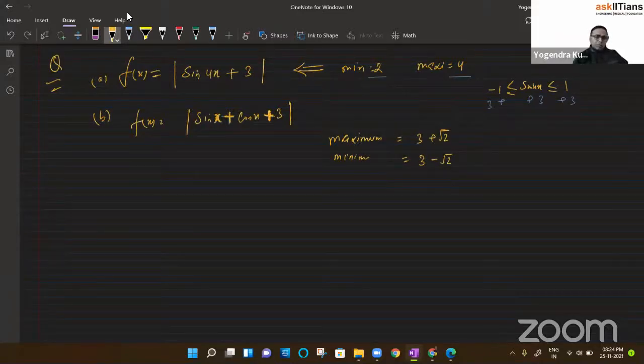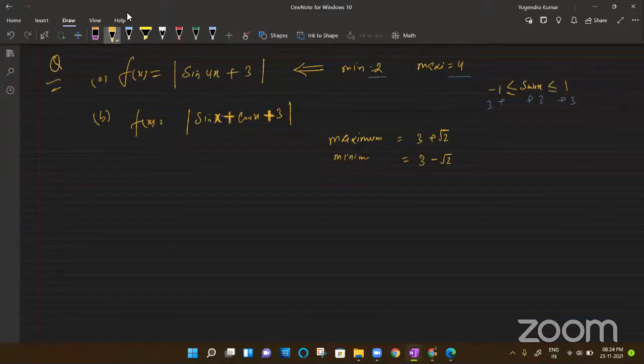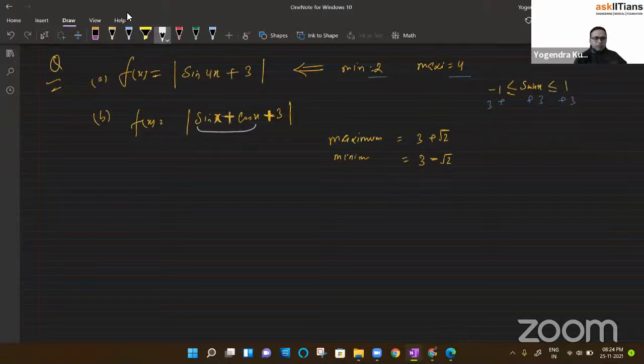Note this down. Maximum value is 3 plus root 2, and minimum value is 3 minus root 2. So if you put x as pi, then it can be minus 1 and 0, right? Wait, guys, what do we do here?